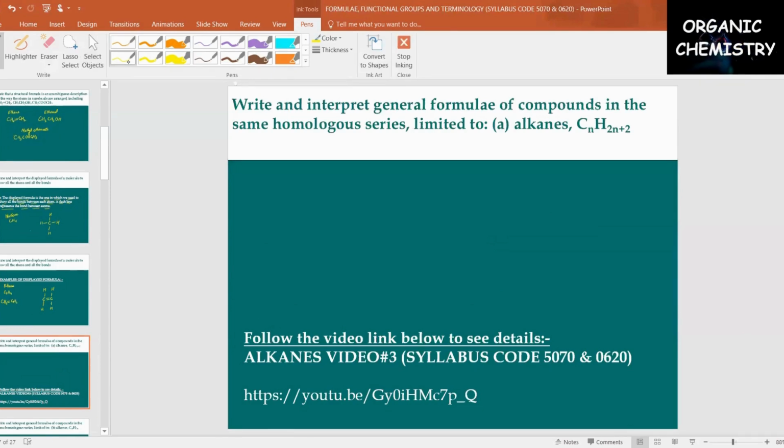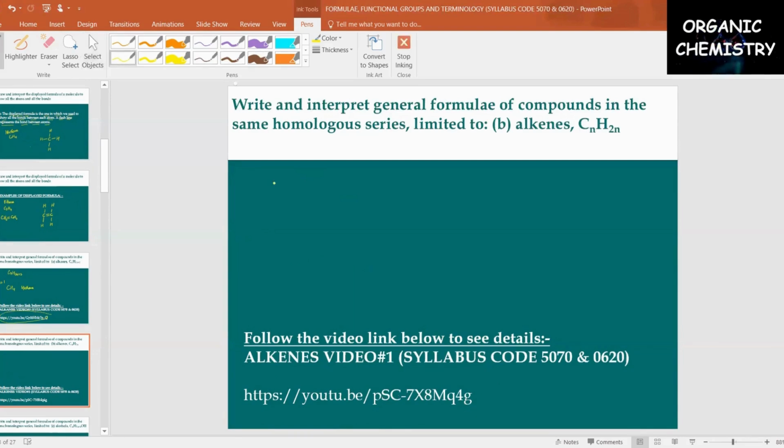Recall the general formula of alkanes, which is CnH2n+2. You can easily predict the molecular formula of alkanes using this general formula. What you have to do is just place the value of n here. For example, if n is 1, the formula will be C1, don't need to write 1. 2 multiplied by 1 is 2, 2 plus 2 gives H4. CH4 will be the formula for the first member of alkanes, which is methane. Now, if you want to see more videos related to this, you can simply follow the video link shown below.